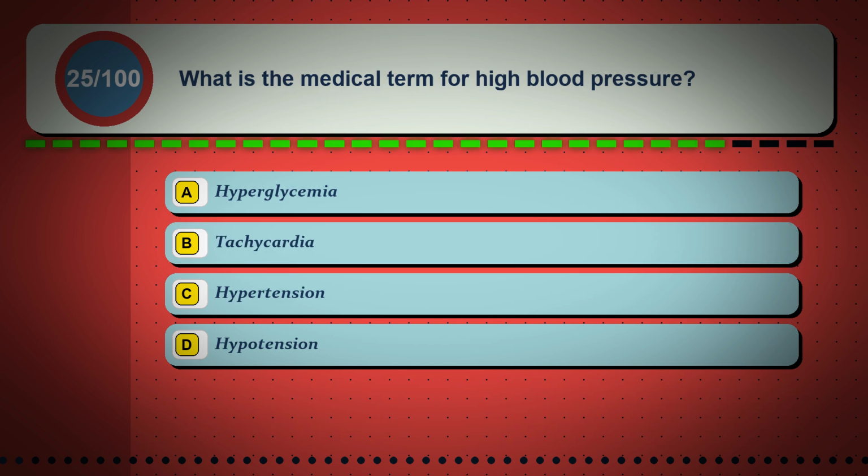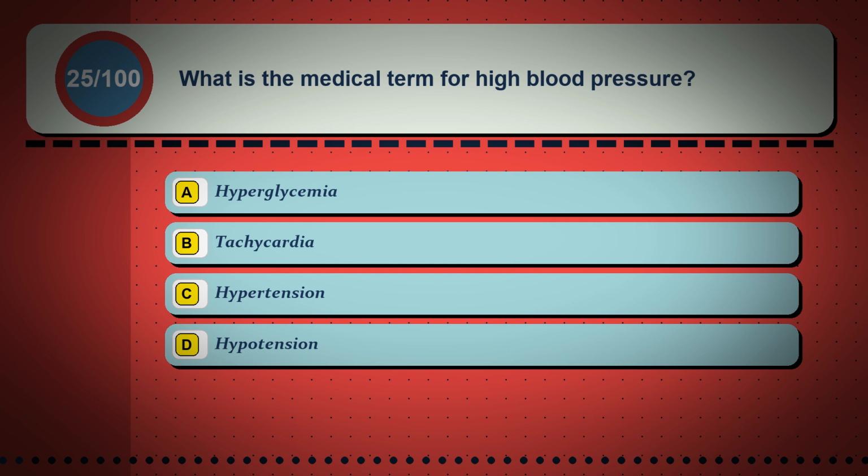Question 25. What is the medical term for high blood pressure? Option A, hyperglycemia. Option B, tachycardia. Option C, hypertension. Option D, hypotension.